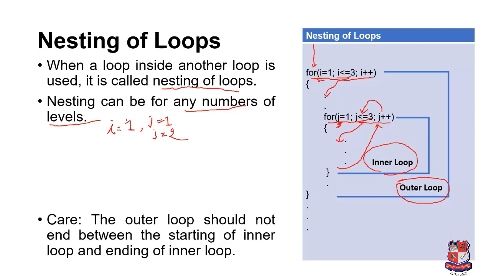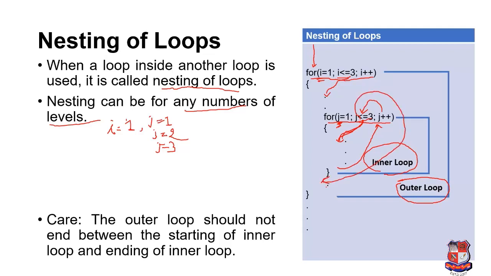The condition is checked: 2 less than or equal to 3. It is true, so control is again given to the body. The statements execute and control goes to the increment. The new value of j will be 3. The condition 3 less than or equal to 3 is true, so the body executes again, and then j becomes 4. Now 4 less than or equal to 3 is false.